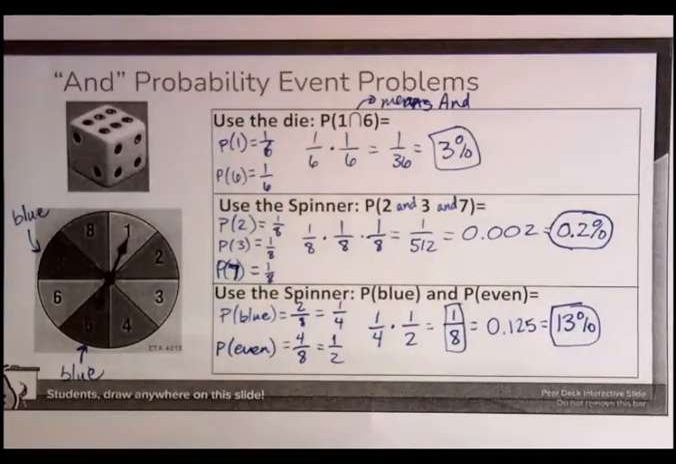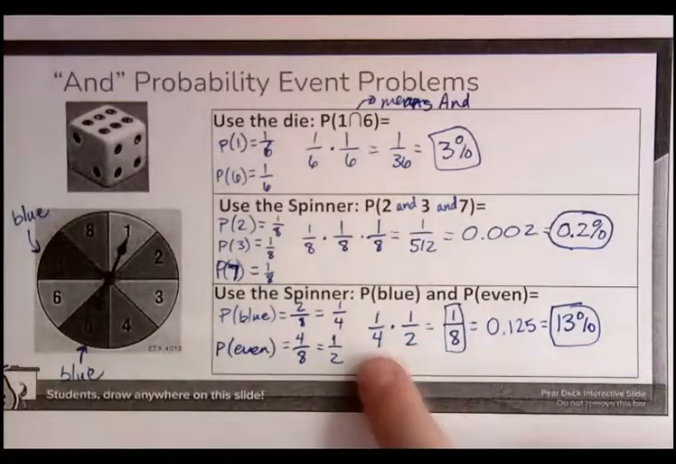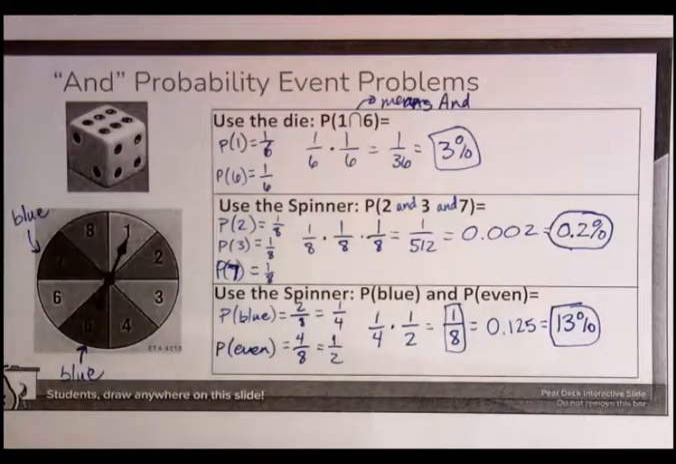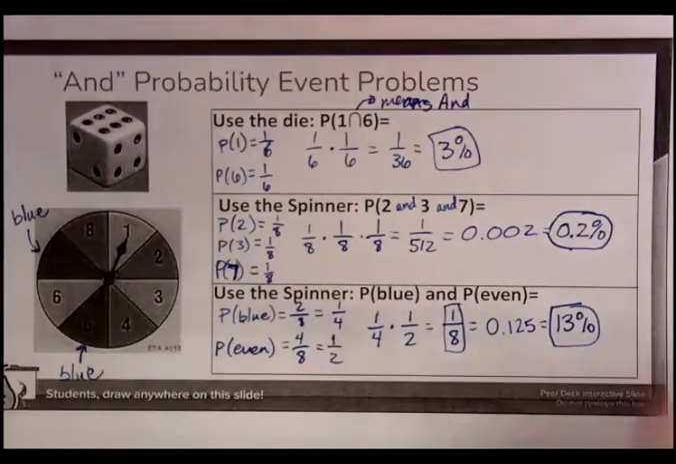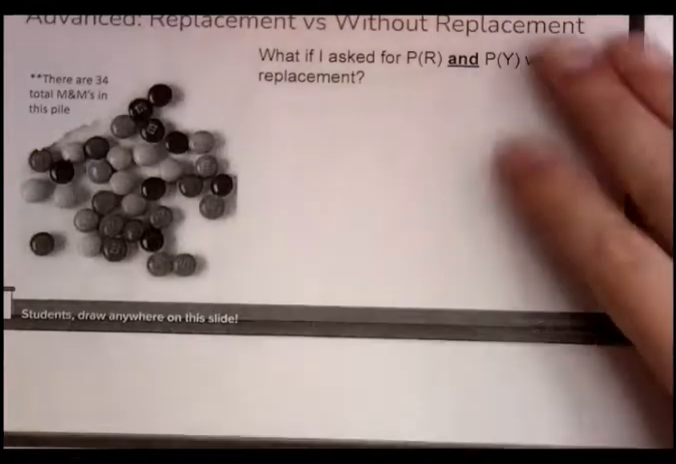Let's remember why we don't have to simplify it. It's because when we're multiplying, we don't have to have a common denominator. If you were adding, you would want to simplify. Okay, we're going to move on to the advanced questions.